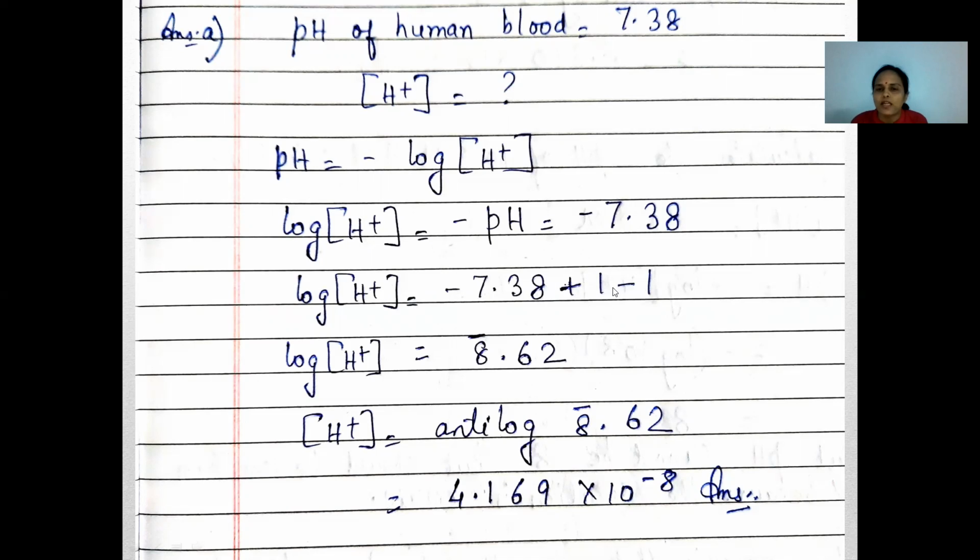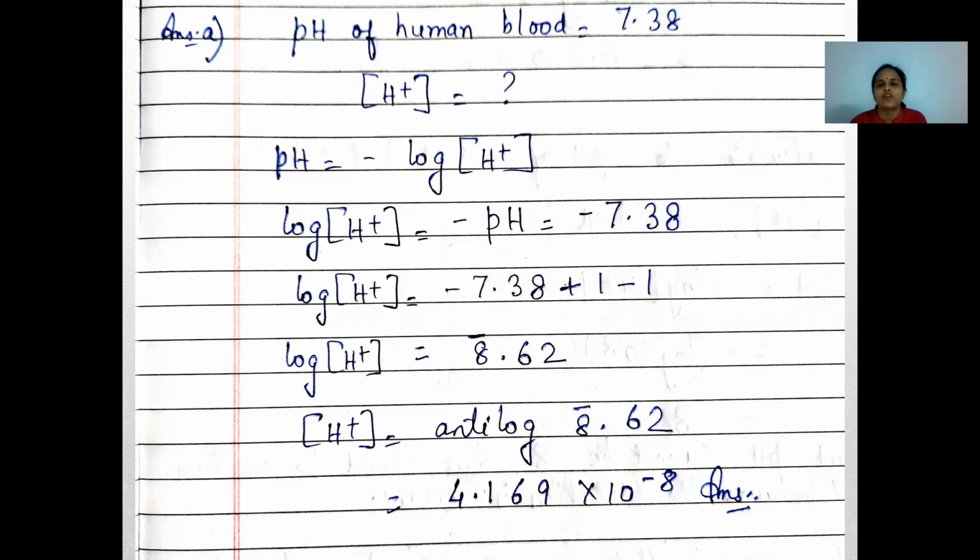And from this plus 1, I'll subtract 0.38. You can see this plus 1, I am subtracting this 0.38. So 1 minus 0.38 gives you the value of 0.62. So you need to first make this characteristic digit negative, and mantissa in log is never negative. You need to make it positive always. So for making positive, I add plus 1 and minus 1 to the terms, and I get the value of log H plus is equal to 8 bar 0.62.